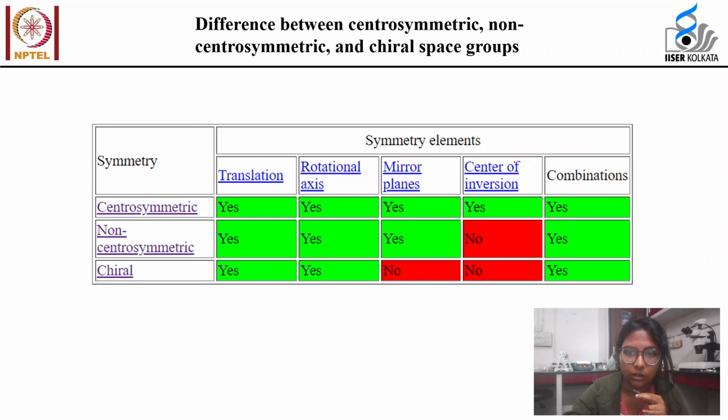And then the last symmetry element is the center of inversion. Only centrosymmetric space groups will contain the center of inversion. The non-centrosymmetric and chiral space groups will not contain the center of inversion. For chiral space groups it is the same thing: the center of inversion will generate the other enantiomer. So these are the differences between the different space groups.